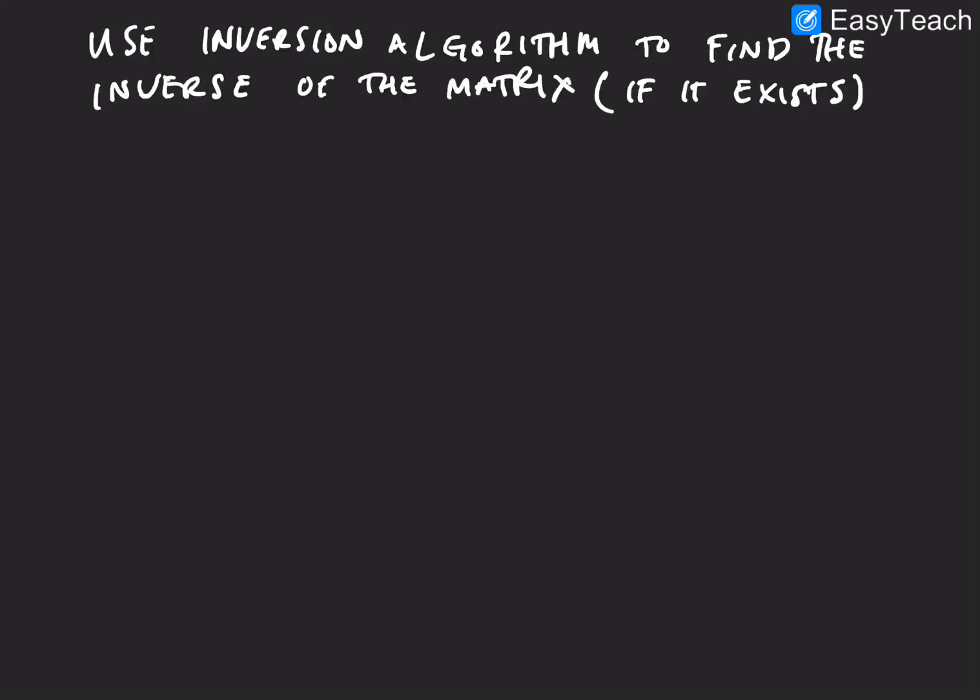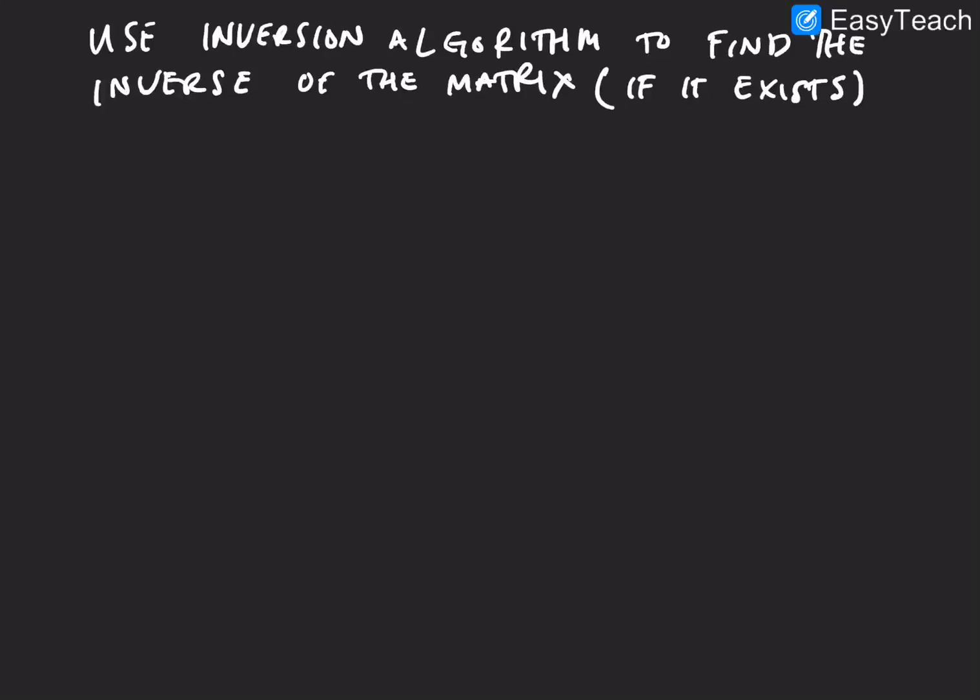Okay, next problems. These are pretty important. It's asking to use the inversion algorithm to find the inverse of the matrix if it exists. That's kind of scary to me, the part in the parentheses, because I've never seen where it doesn't exist. Usually the professors are pretty nice and they give us stuff that exists, but I'm actually curious to see an example where it doesn't exist. But what does it mean? It means this.